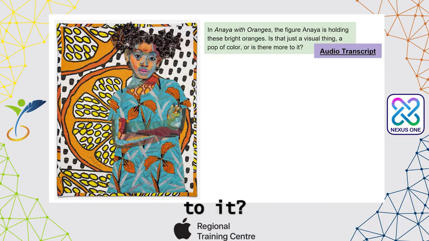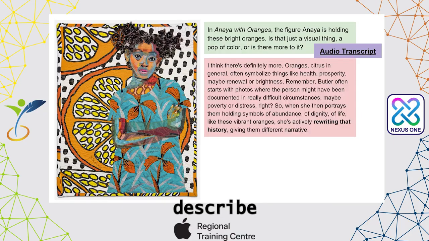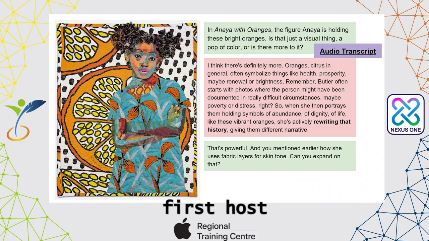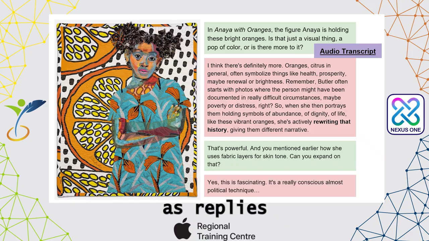more to it? The second host then goes on to describe the artwork that we are speaking about in a lot more detail and referencing those key themes of symbolism. So, oranges symbolizing health and prosperity. It then reverts back to the first host who wants to ask them about expanding on particular themes. So, in this case, they're asking them about using fabric as layers for skin tone. The second host then comes back and replies as they would in a normal conversation.